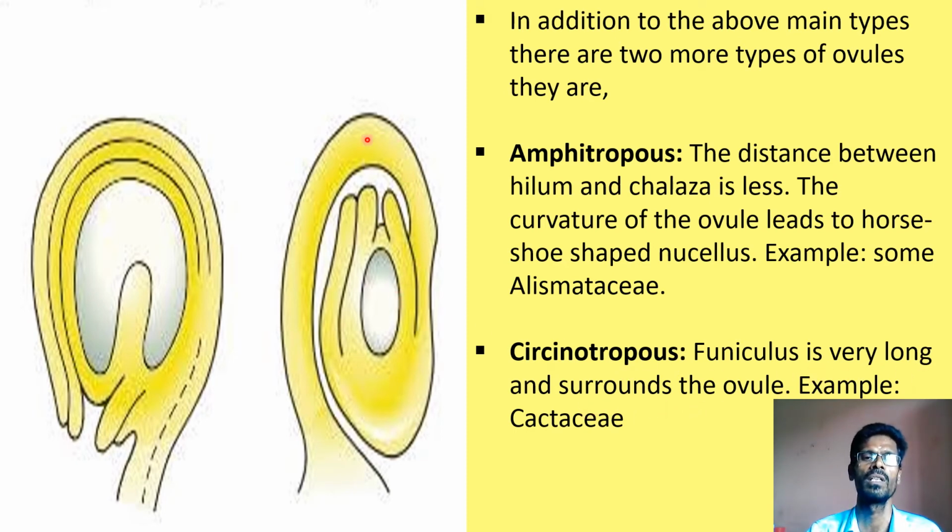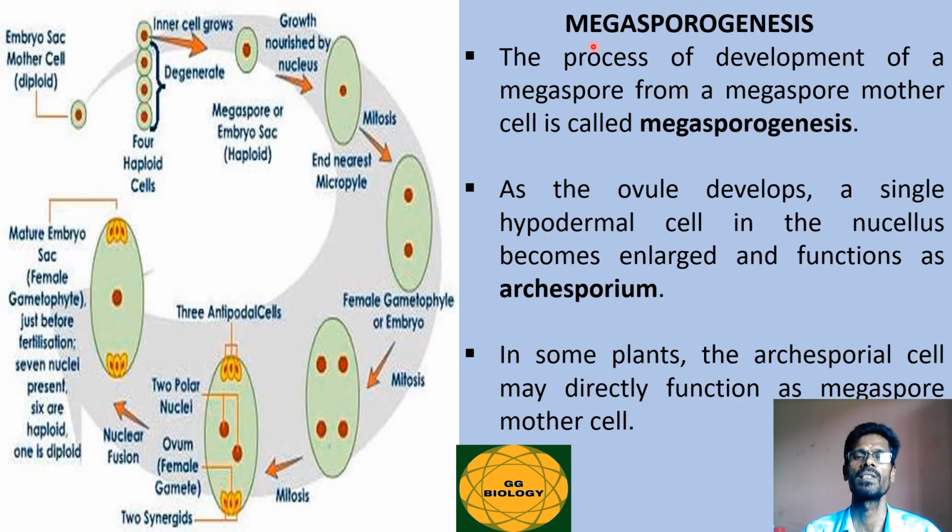So the funiculus is long enough that it completely surrounds the ovule. Such a type is called the Sarcinotropous type of ovule, and this is found in the family Cactaceae. And the next topic is megasporogenesis. This question we may get from a 2-mark point of view.